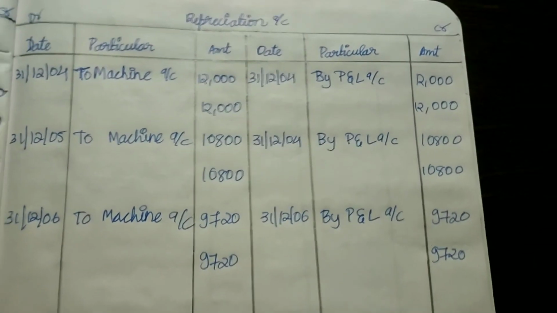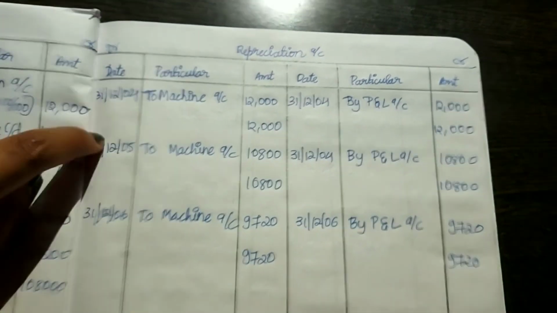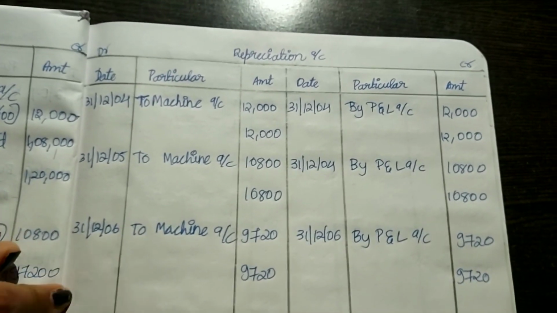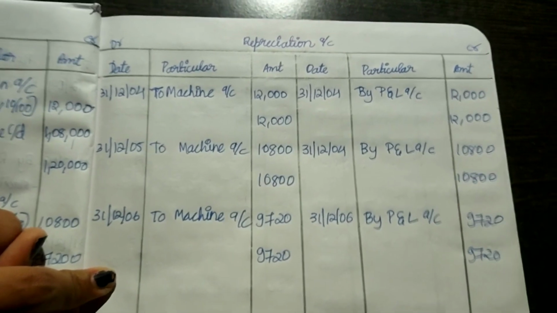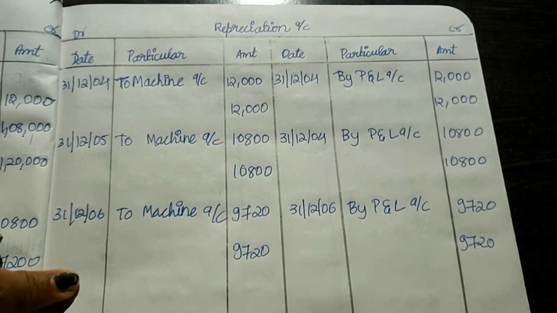So this is the depreciation account. There is each year's depreciation value, from where it is debited and from where it is credited, given in this account. This is the ledger account of depreciation.